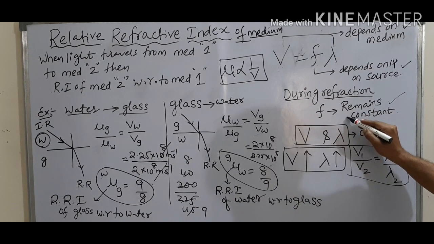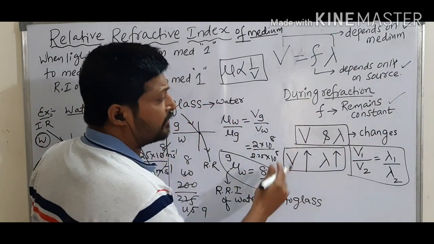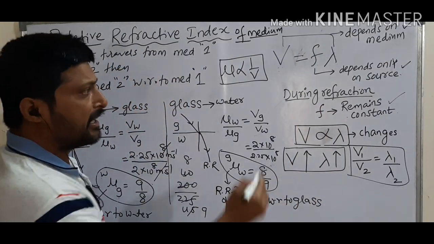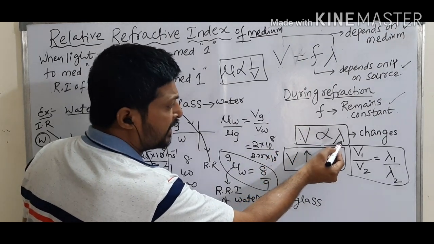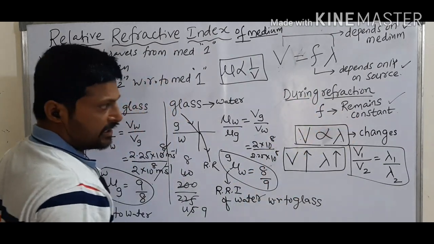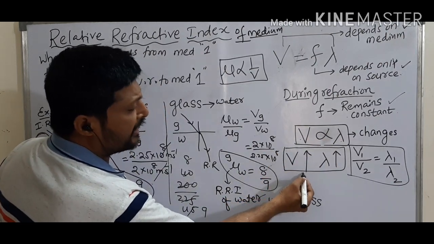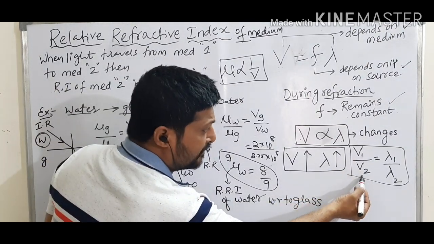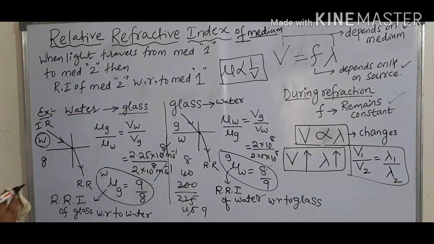If frequency remains constant, how are V and lambda related? V and lambda are directly proportional. During refraction we know V changes, so the wavelength also changes. These two factors change during refraction, but frequency remains constant. Directly proportional means if V increases, lambda also increases. That's why V1 by V2 is equal to lambda 1 by lambda 2. Use this concept here.